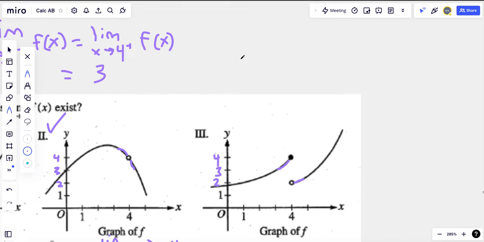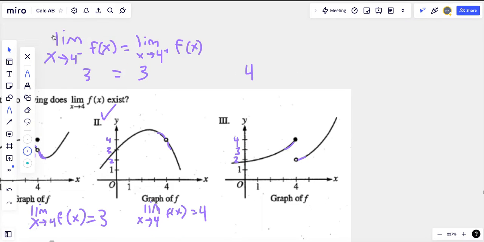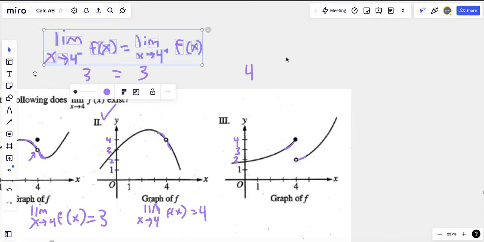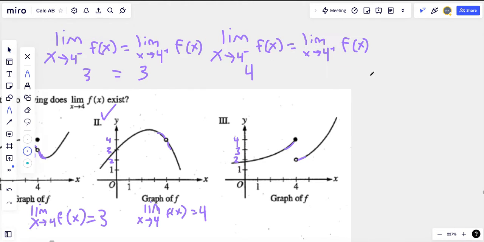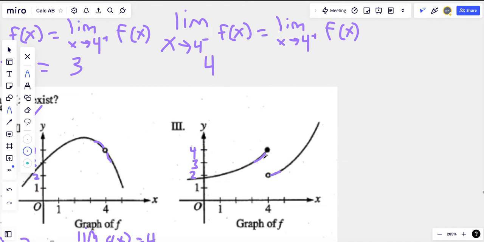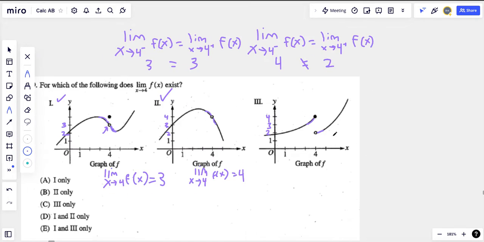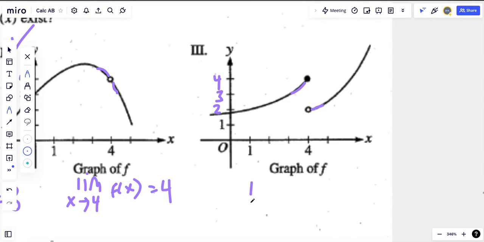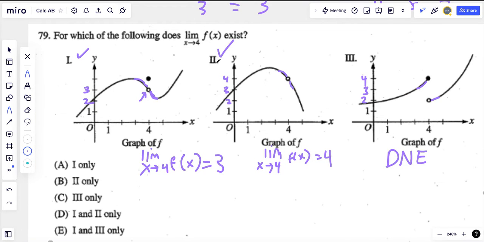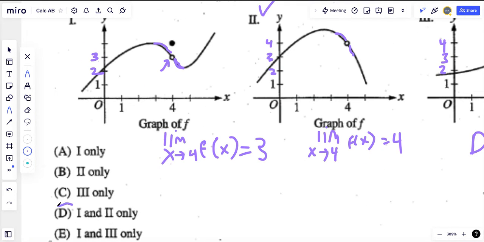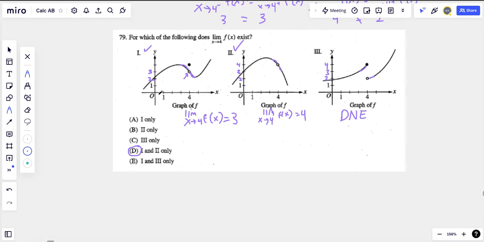So we want them to be equal, right? But in this case, the limit from the left of 4 is 4, and the limit to the right of 4 is 2. And this is not true, so it means the limit does not exist. So you would just say DNE for limit does not exist. So it only exists for choices 1 and 2, which means it's D. Okay, moving on to the next one.